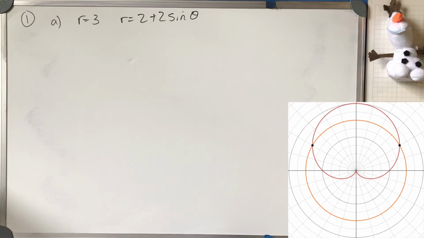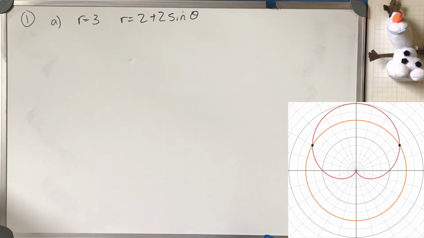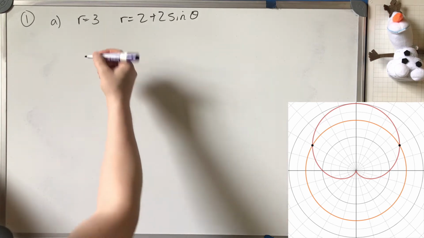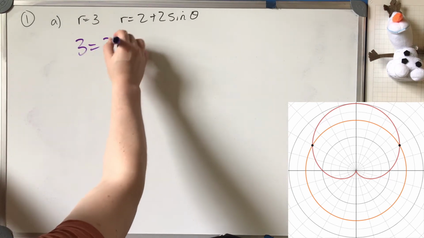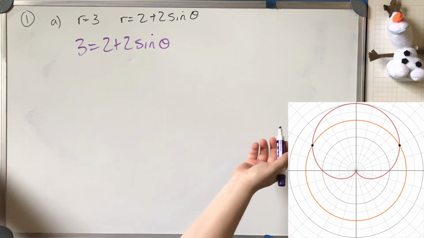Just because the graphs intersect doesn't mean that they actually line up at the same angle, okay? So it's similar to the way that parametrics were, where we needed to not only intersect, but intersect at the same moment in time. Here we need to make sure that we intersect at the same angle as well. So what we're going to do is just set these two r values equal to each other. So we'll get 3 equals 2 plus 2 sine theta. And then I will just solve for theta.